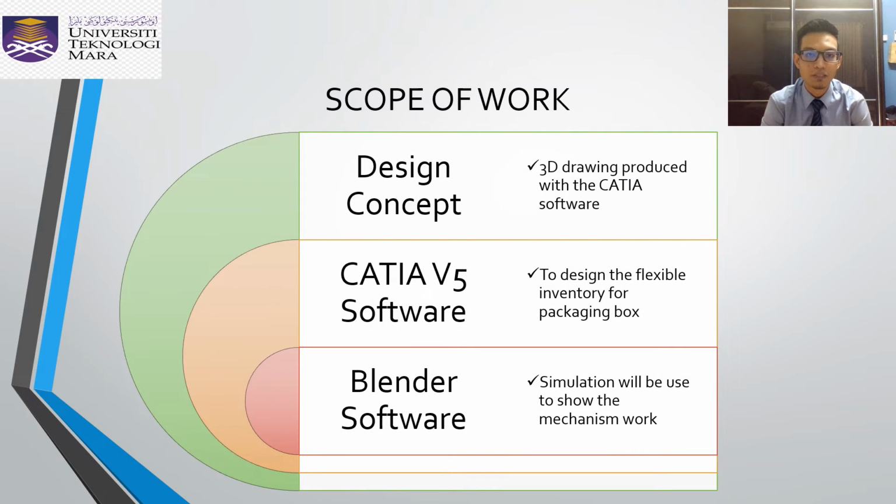Scope of work in this project. First, design concept: 3D drawing produced with the CATIA software. Second, CATIA V5 software to design the flexible inventory for the packaging box. And third, Blender software simulation will be used to show how the mechanism works.